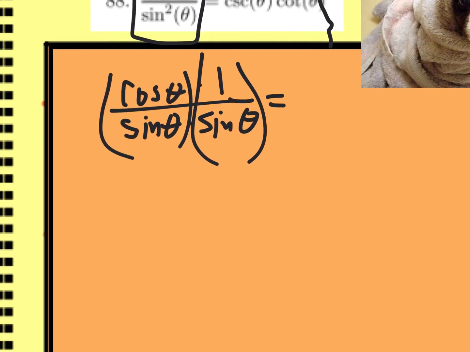And if you're not good at these yet, you've got to get good at them, because how are you going to just figure that out? You've got to recognize it. Oh, cosine over sine. Is that tangent? Cosine over sine? It's cotangent. So I have to replace this with cotangent.